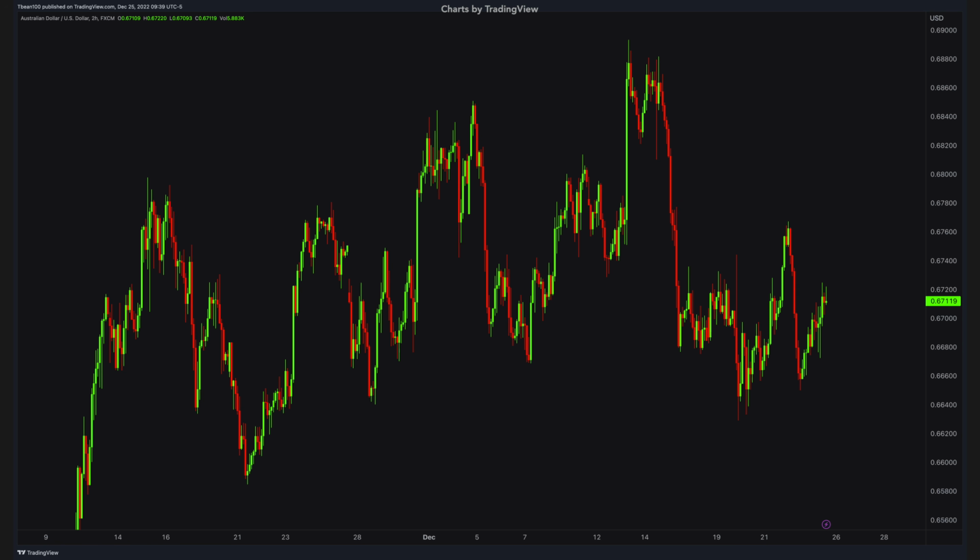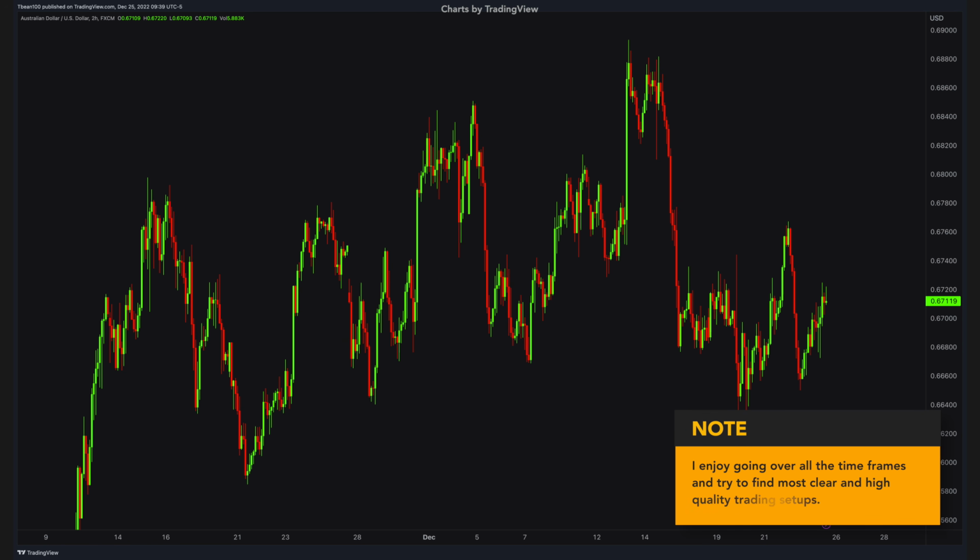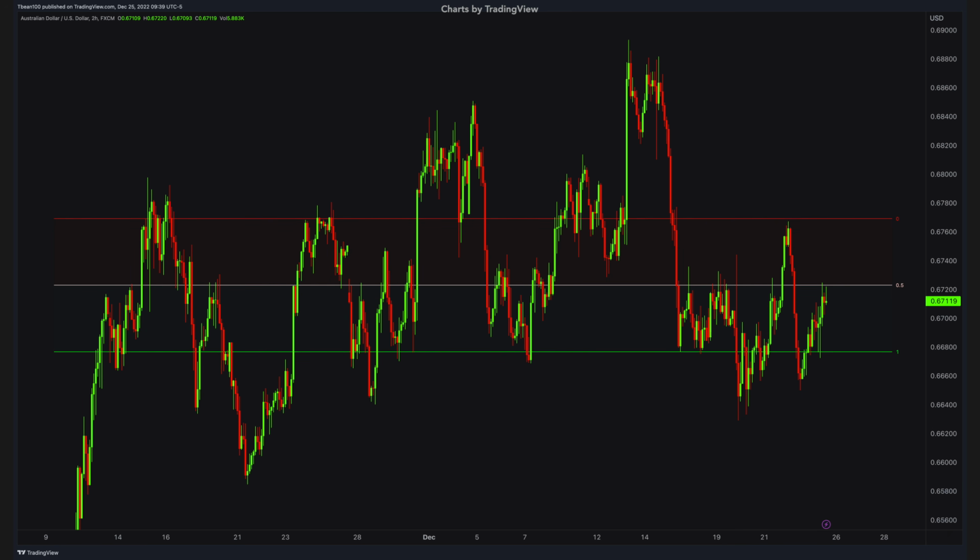Now, let's do it all over again. We are in the 2 hours chart. Why a 2 hours chart and not a 4 hours chart? There's no reason at all. I generally go over all the time frames and check for clear setups. First of all, our range is extremely clear here. Very clear, just like I predefined on Twitter.